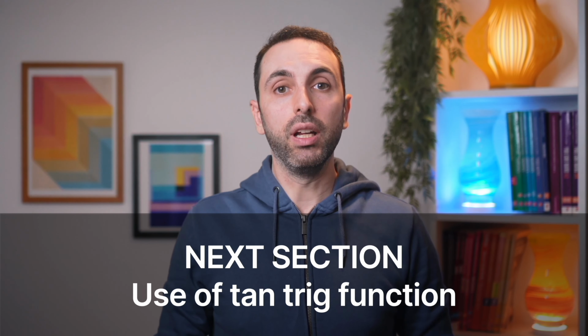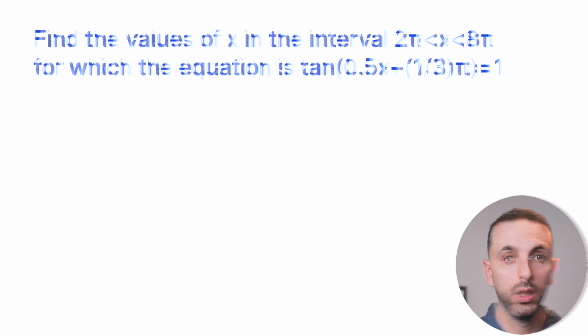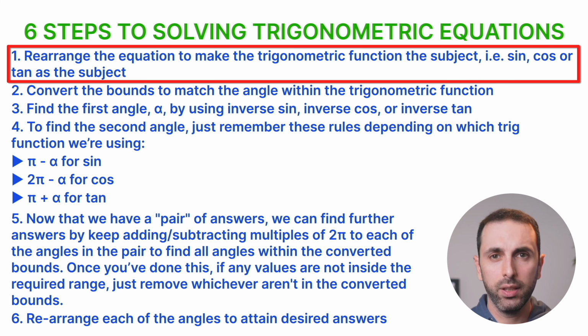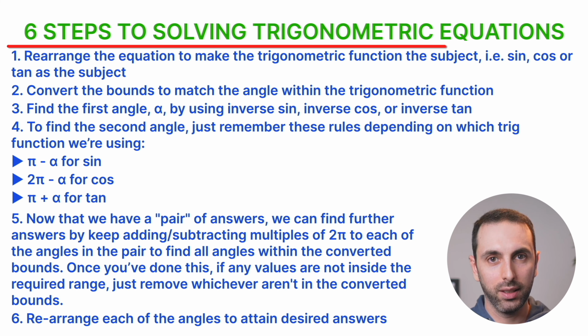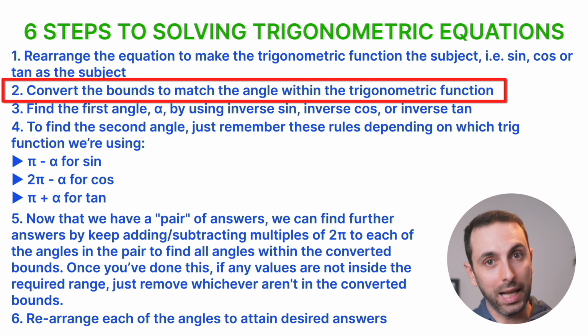Let's move on to one final question, which this time involves the tan trig function. For this question, we'll just follow the same steps as before. We can ignore the first step since tan is already the subject. So looking at the second step, it says we need to convert the bounds like last time.